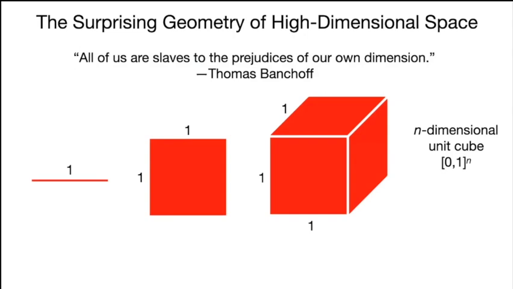This is a one-dimensional cube, a two-dimensional cube, a three-dimensional cube. These all have length, area, or volume one. But the question is, how far apart are objects in here? So for the first one, you can be at most 1 unit away from another point. In the square, you can be at most square root of 2 units away. In the cube, at most the square root of 3 units away. And in n-dimensional space, you could be at most the square root of n units away from another point.